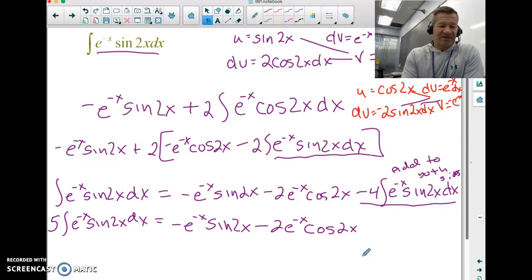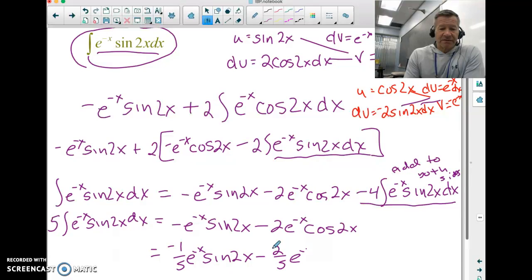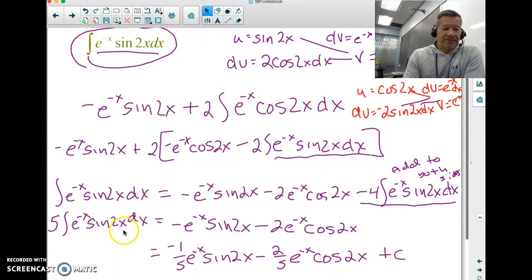Now the last step is, I'm trying to find the value of this, right? Well, just get rid of this 5. Divide both sides by 5. So my final answer is going to be negative 1/5 e to the negative x sine 2x minus 2/5 e to the negative x cosine 2x, and then plus c. And that's it for integration, repeated integration and tabular integration.